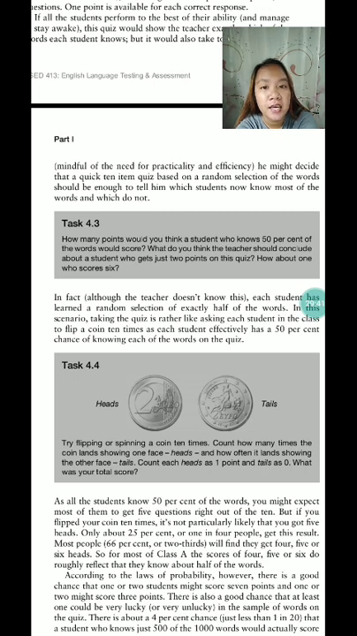he might decide that a quick 10-item quiz based on a random selection of the words should be enough to tell him which students know most of the words and which do not.